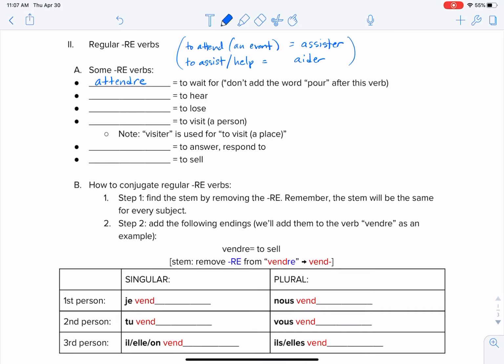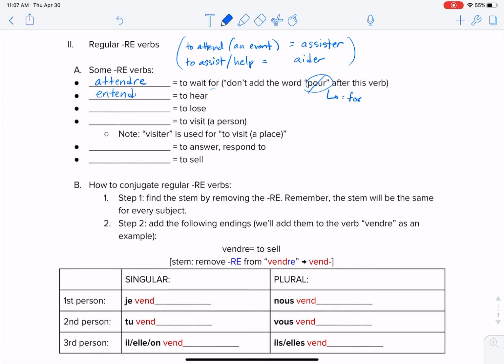Attendre is to wait for. It already has that idea of for built into it, so you do not use the word pour, which means for, after this verb. You would not say j'attends pour. You would simply say j'attends mon ami. I wait for my friend.